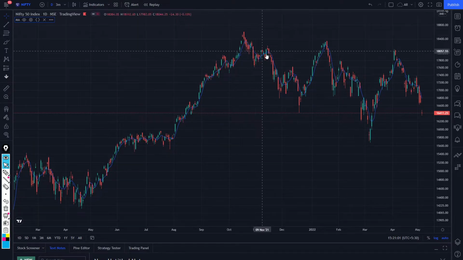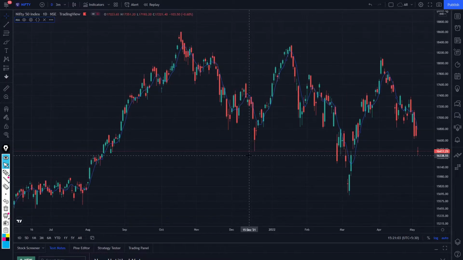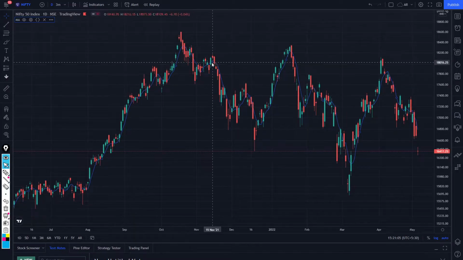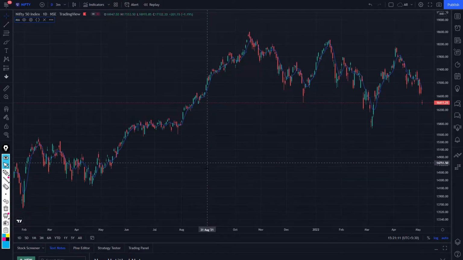Now this is a 5 period moving average. It is the average of the last 5 previous candles. It gives a value like this and keeps on going, and that's why it creates a line.